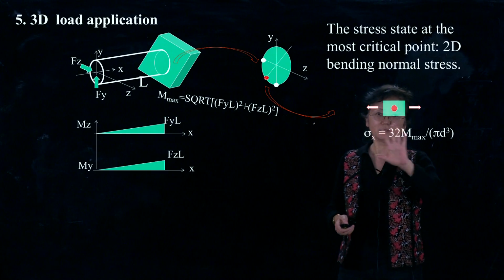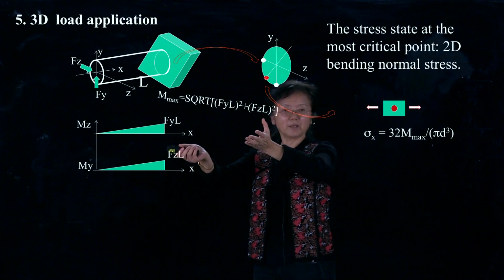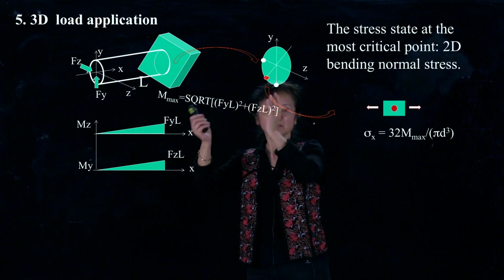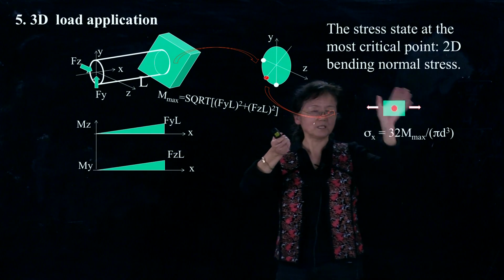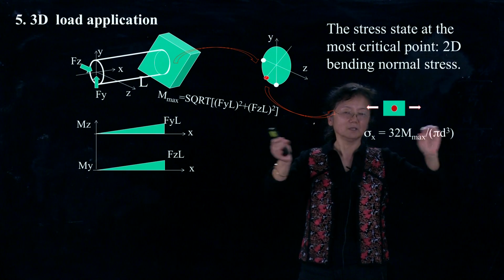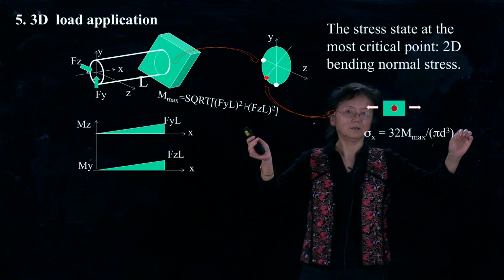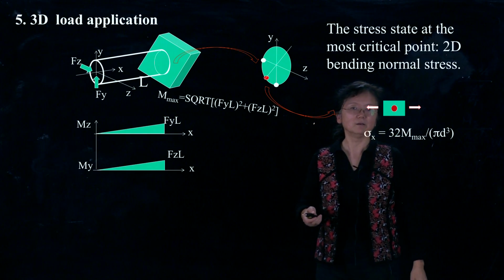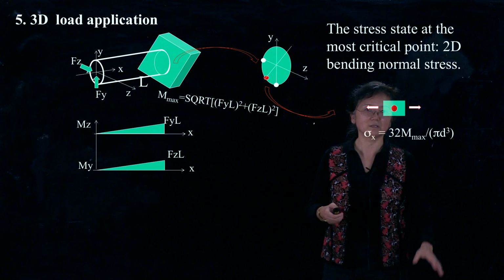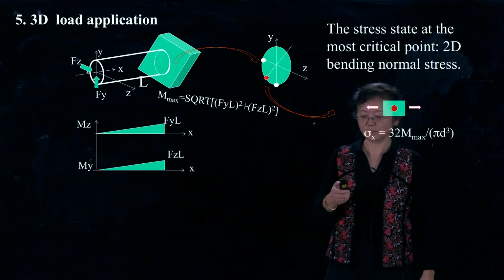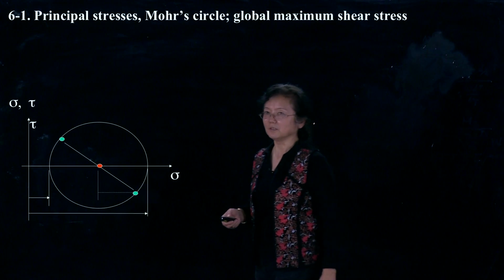Basically, we have a complicated three-dimensional load application, and we end up at our most critical point with just a plain stress state of only the normal bending stress. For this case, it is tension. Of course, the other side, as I mentioned, is in compression. That's the end for this review.